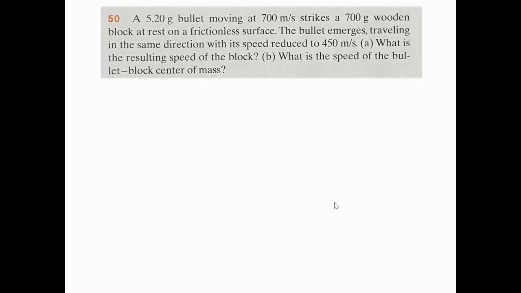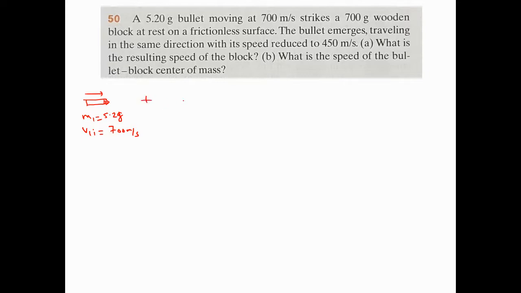Initially the bullet has a speed of 700 meters per second. It is going to hit the wooden block which is at rest. So if I draw the diagram, this is my bullet. It is coming with some speed. I can take the mass of the bullet as 5.2 gram. V1I means the initial speed of the bullet. What is the initial speed of the bullet? 700 meters per second. Am I right?